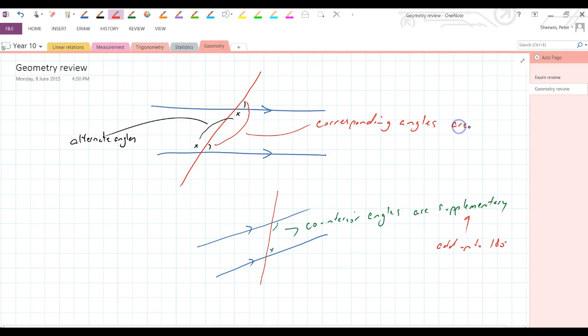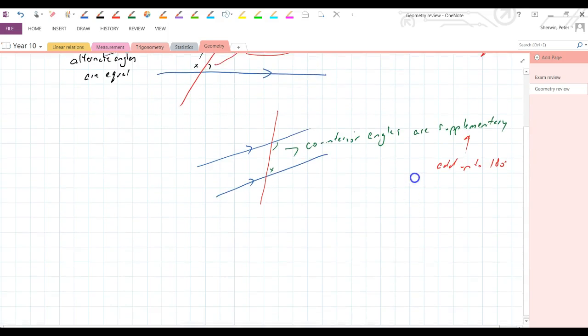Corresponding angles are equal, and alternate angles are equal. Okay, so co-interior, alternate, corresponding. All right, let's move on.